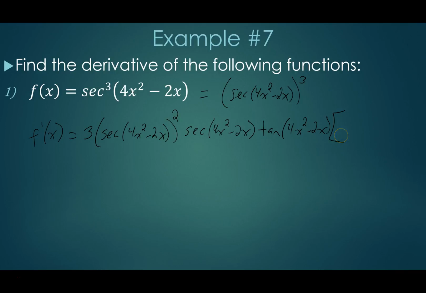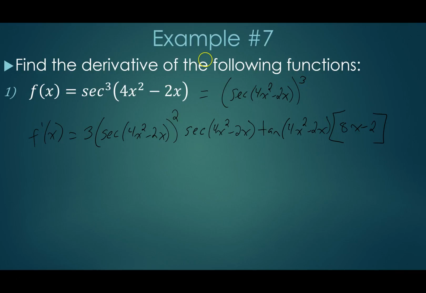We also can't forget we now need to multiply by the actual derivative of the angle itself. So the derivative of 4x squared minus 2x is 8x minus 2. So before I do anything else, just a quick review of how we got to this. I rewrote this as secant of 4x squared minus 2x to the third power. So I can then use my chain rule.